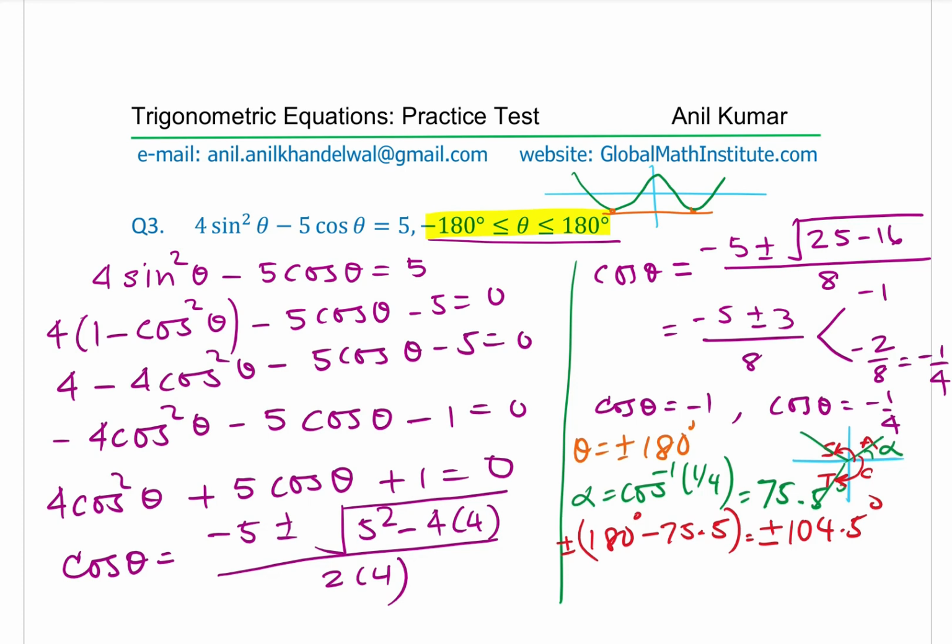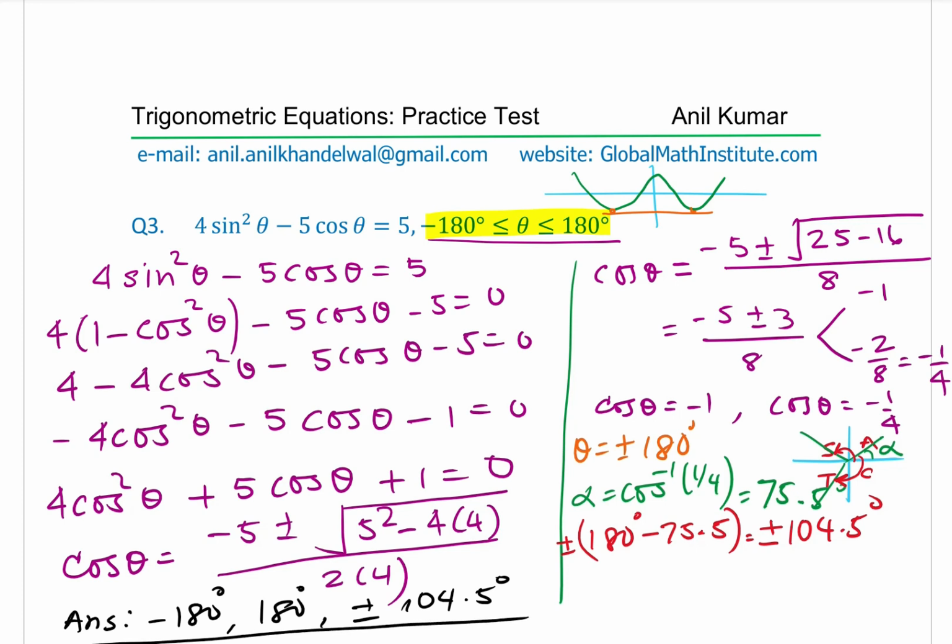Let me write down the complete answer now. So our answer in this particular case is, we have minus 180 degrees, we have plus 180 degrees, and we have plus and minus 104.5 degrees. Is that clear to you? Correct? So in this particular case, we use the quadratic formula to factor. And we got our factors as the cosine value equal to minus 1 and minus 1 over 4, which gave us 2, that means 4 values in all. Correct? So those were those 4 values. So that is how we are going to do it.